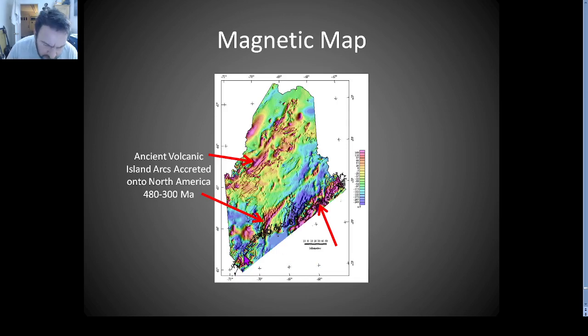How far up am I? Okay. I don't know what that is. And then you have the eastern magnetic. Yeah, this is it right here. This is Avalonia. This is the Brunswick Island Arc Trench.